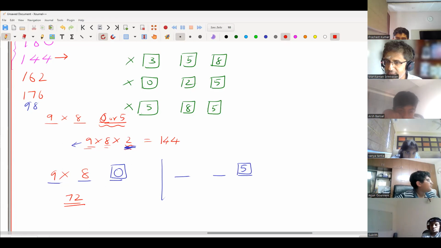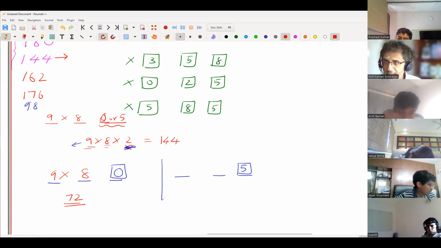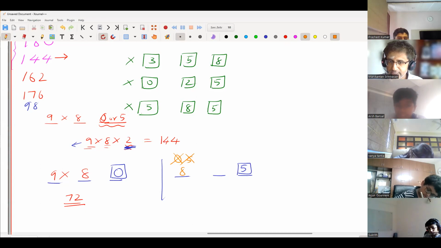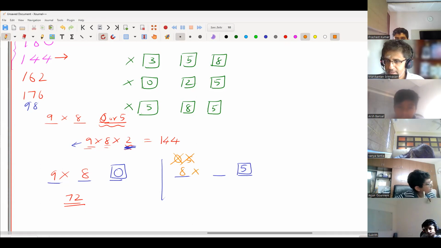Suppose I pick 5 as the last digit, then I can neither pick 0 nor pick 5 for the first digit, right? And therefore, I have only 8 choices. And then now I've exhausted 2 numbers, the last digit and the very first digit. And therefore, I have 8 more. So this is 64.